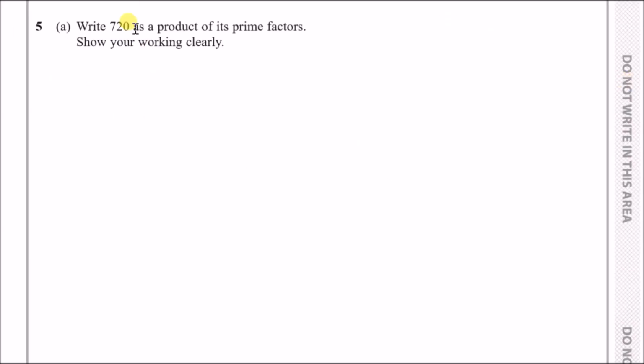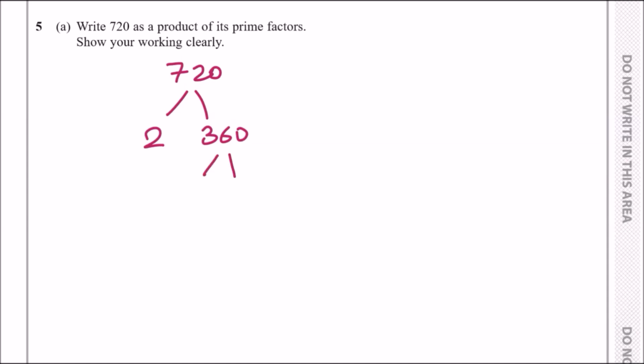Okay, number 5. Part A: write 720 as a product of its prime factors. Show your working clearly. This means you've got to use the factor tree and keep breaking it down into primes. So let's start off with 720 as it suggests. To go down, always try to divide by 2 if you can first, yeah? Dividing by 2, you can, so you get 2 and 360. Use a calculator if you're not sure whether you can divide.